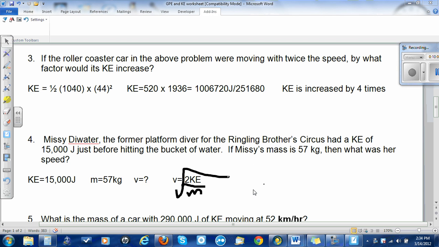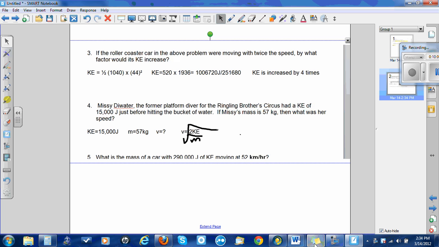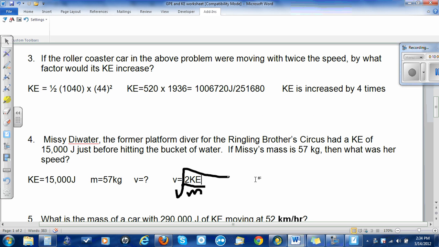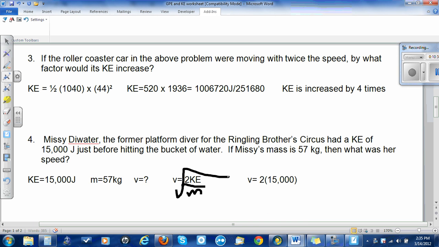So putting our numbers back in. V equals 2 times KE, which is 15,000, 2 times 15,000 over, let's see if it'll let me.